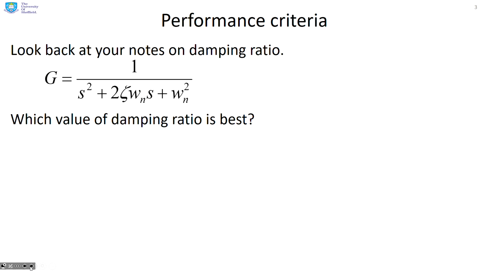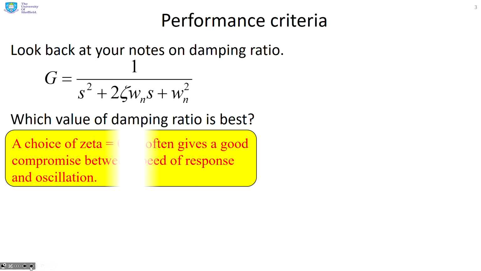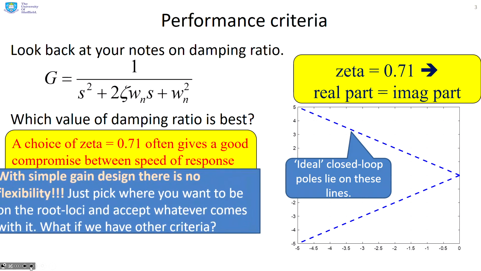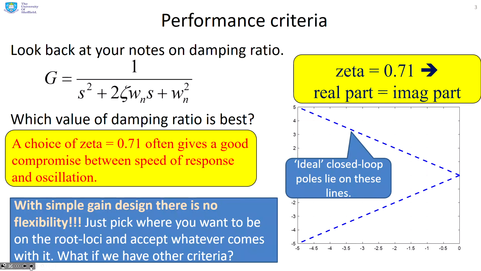So a reminder then about the damping ratio criteria. What we said in the previous video is a choice of zeta about 0.71 is typically a good choice, and you will find a lot of the books use this as an ideal closed loop pole. But the problem we have is that with a simple gain design, there's no other flexibility. You just look at the root loci, pick the point with the desired damping ratio, and you get what you get. What if you've got other performance criteria, other things that you want to achieve?